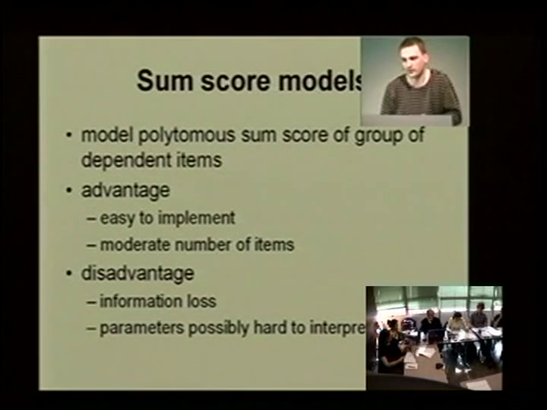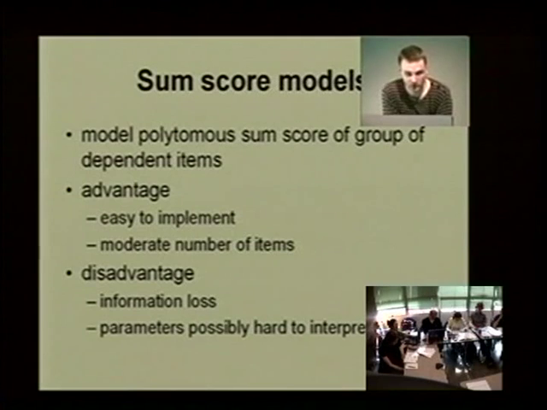So sum score models are the simplest one. What you do is, if you have a set of items that possibly show residual dependencies, you just take the sum of those items and you model that sum as a polytomous item. It has the advantage that it's very easy to implement. You can handle a moderate number of items, because if you have, let's say, 5 items, you need only 6 categories, 0, 1, 2, 3, 4, 5. So you can handle the association between 5 items.